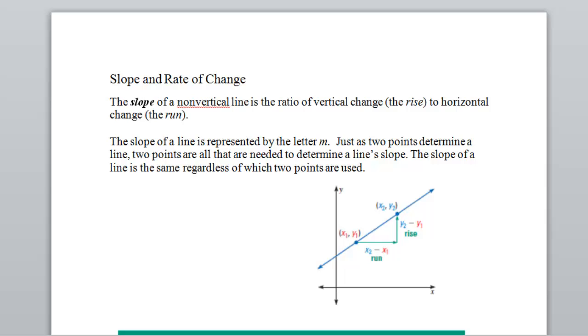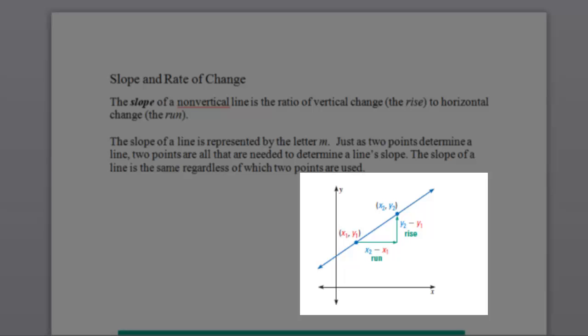So if we look at slope, we have a nice picture here of the rise and the run, and so a lot of times slope is defined simply as the rise over the run. So it's the vertical change, which is the rise, to the horizontal change, which is the run, and we write this in ratio form, or easily known as a fraction.